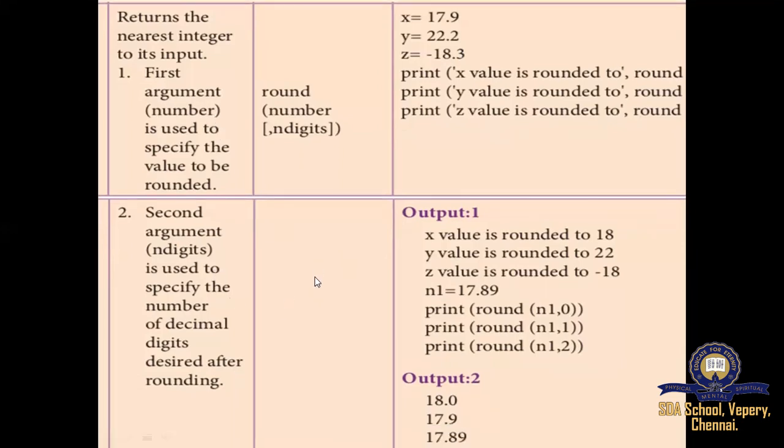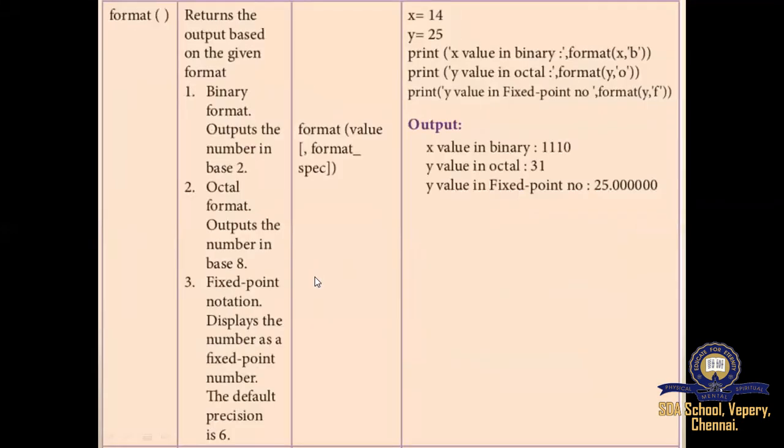We'll see what is format. Returns the output based on the given format. See, we have seen bin. Bin function is used to convert the given integer to binary format. Likewise, in the place of bin, we can use format. Returns output based on the given format. Let us see this on your PyCharm window.